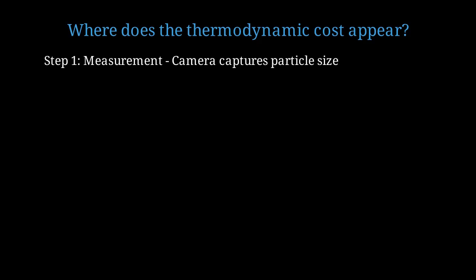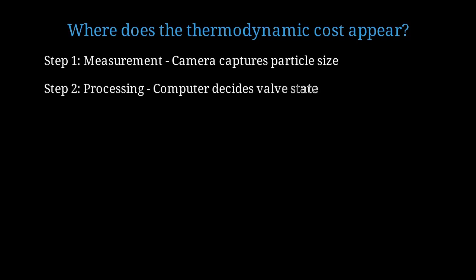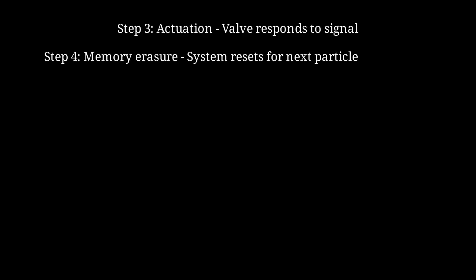Let's trace the information flow. Step 1. The camera measures each particle's size. This creates information about the particle. Step 2. A computer processes this information and decides whether to open or close the valve. Step 3. The valve actuates based on this decision. Step 4. The memory must be erased to prepare for the next particle. This is where Landauer's principle comes in. Each sorting decision generates at least k_B ln 2 of entropy in the information processing system.